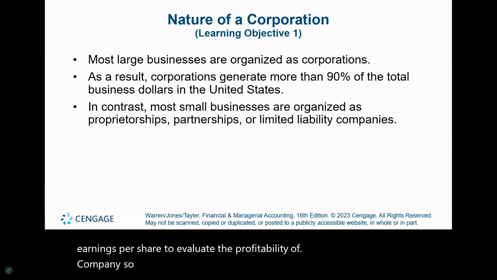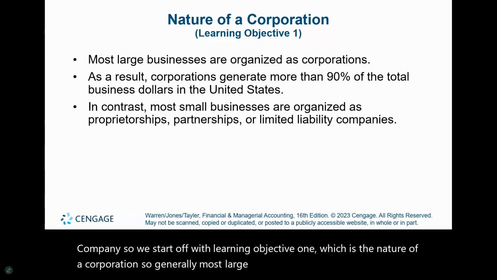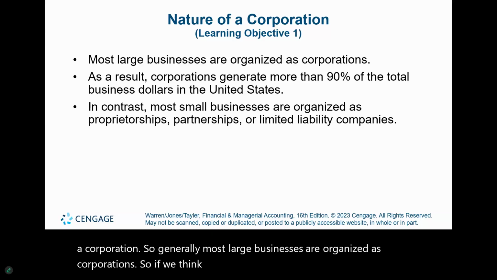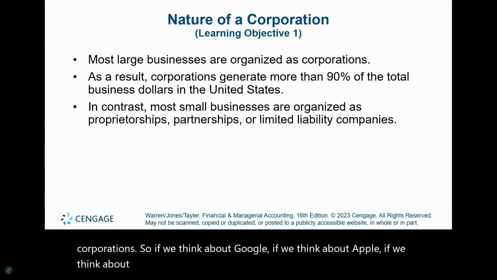So we start off with learning objective 1, which is the nature of a corporation. Generally, most large businesses are organized as corporations. If we think about Google, Apple, Amazon, these very large corporations are organized as a C corporation.